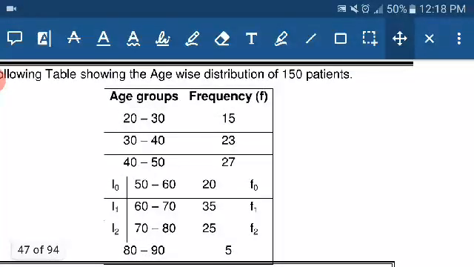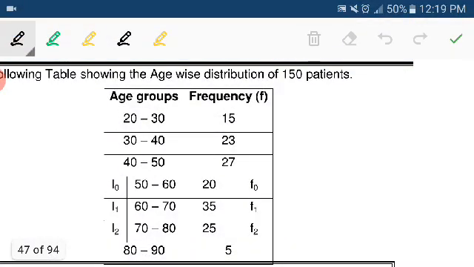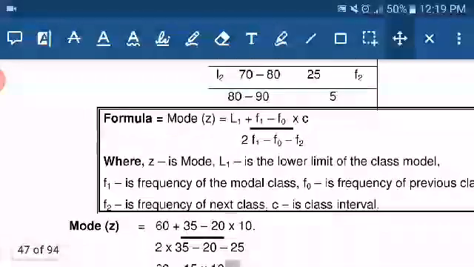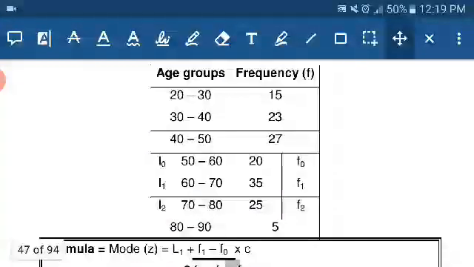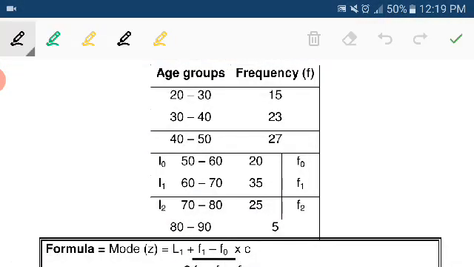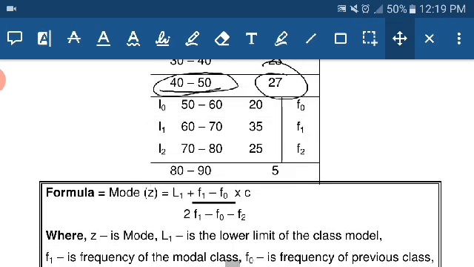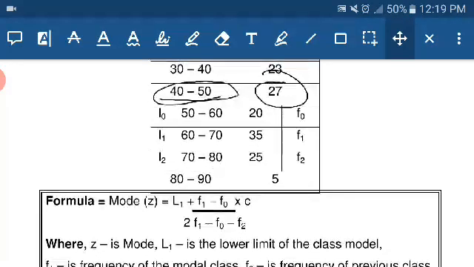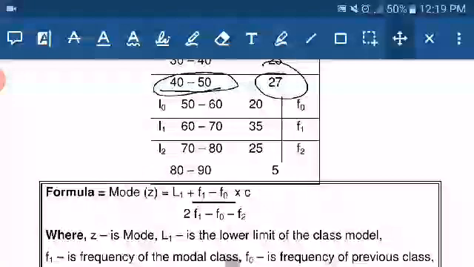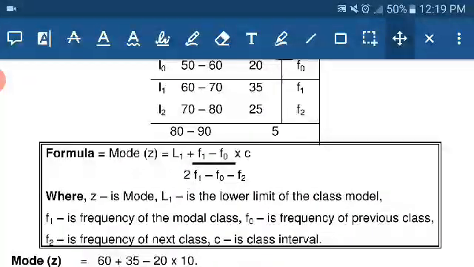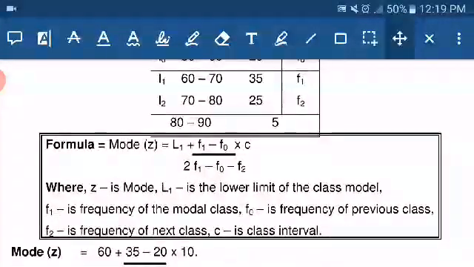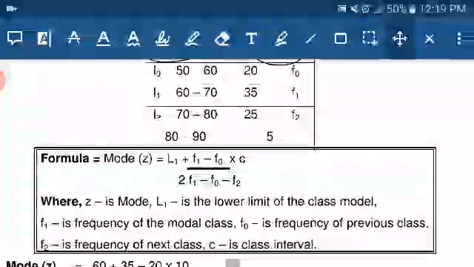These are the examples. If we consider this, the highest frequency class is 27, and 40 to 50 is the class. L1 is the lower limit of the modal class. What is the lower limit of the modal class? 50 and 60. F1 is the frequency of the modal class, 35.